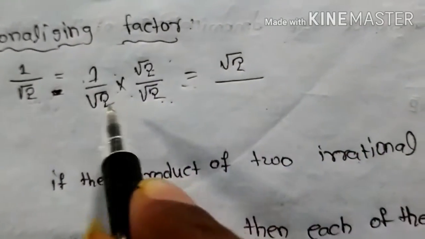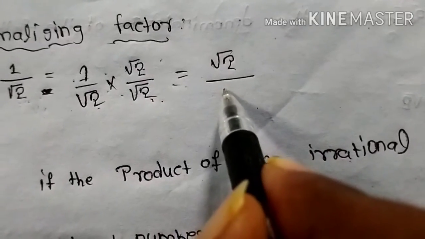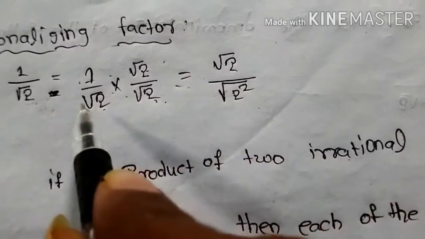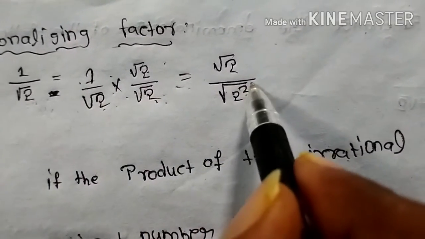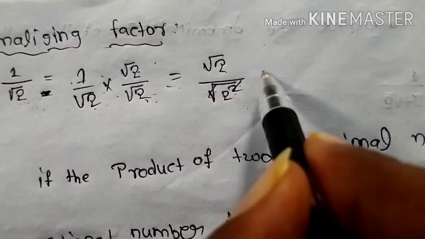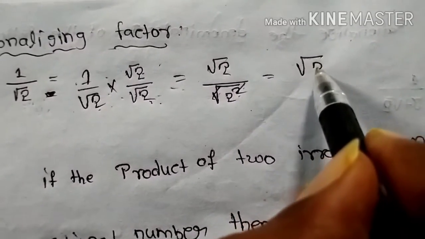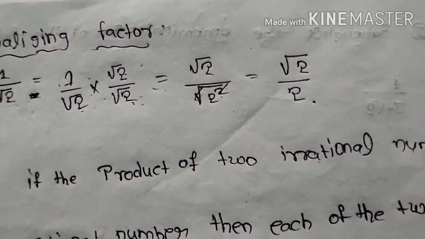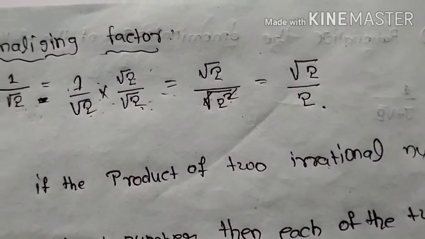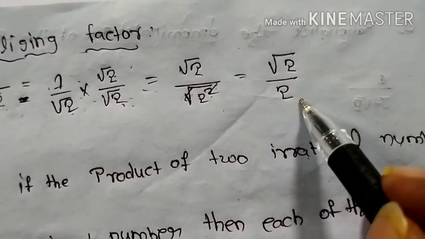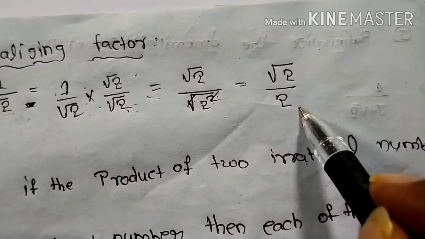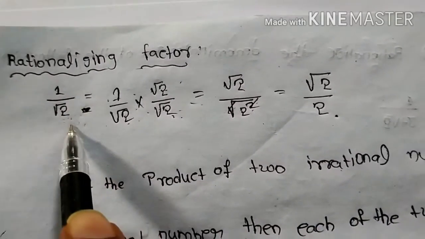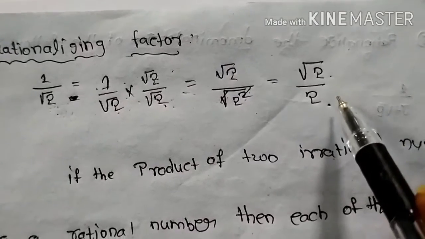Root 2 only. By root 2 into root 2, how much? You know that it is 2 or not? Yes. Otherwise you can write square root 2 square. Square root 2 into 2, 2 square or not? You know that the square root will be cancelled or not? Yes. So I am writing here root 2 by 2 only. Now you can see the denominator. Now it is a rational number or irrational number? 2 is a rational number or not? Yes. So just you can see here, 1 by root 2 is equal to root 2 by 2.